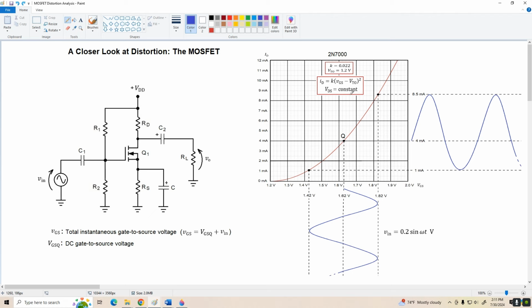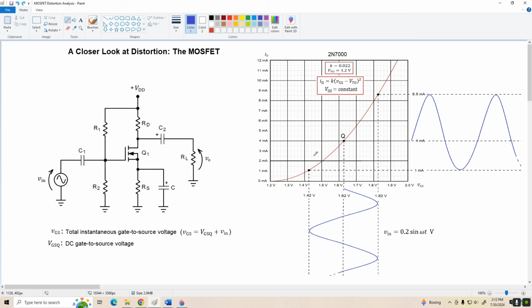Now, something I haven't mentioned previously, I thought this would be a good point to bring it up, is that we normally assume VDS is constant when we're using this curve to design or analyze a circuit. That's not really true, especially for a circuit like this, because when we apply a signal, it causes VDS to change, and that can affect this curve. Now, we're not normally going to account for that, but it's something to keep in mind that can affect your experimental results a little bit.